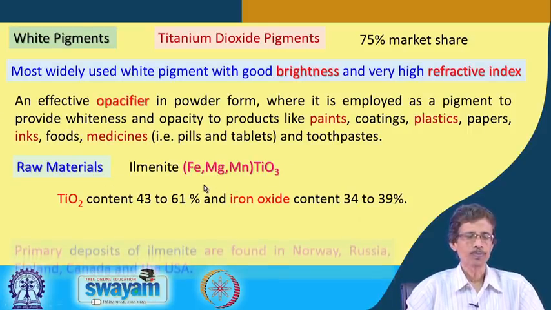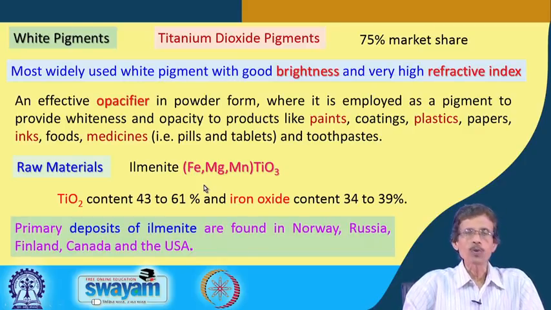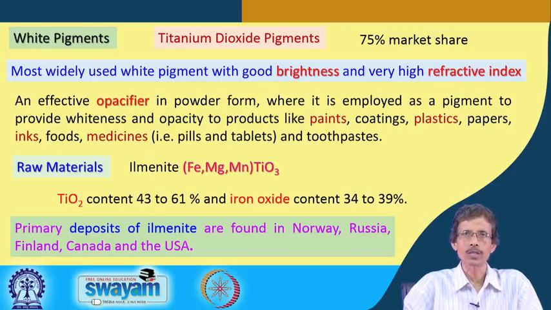Which countries are very rich in this particular ilmenite, so that they can have industries based on it, that means ilmenite based industries producing white inorganic pigment? Countries like Norway, Russia, Finland, Canada and USA, because they have huge deposits of ilmenite.